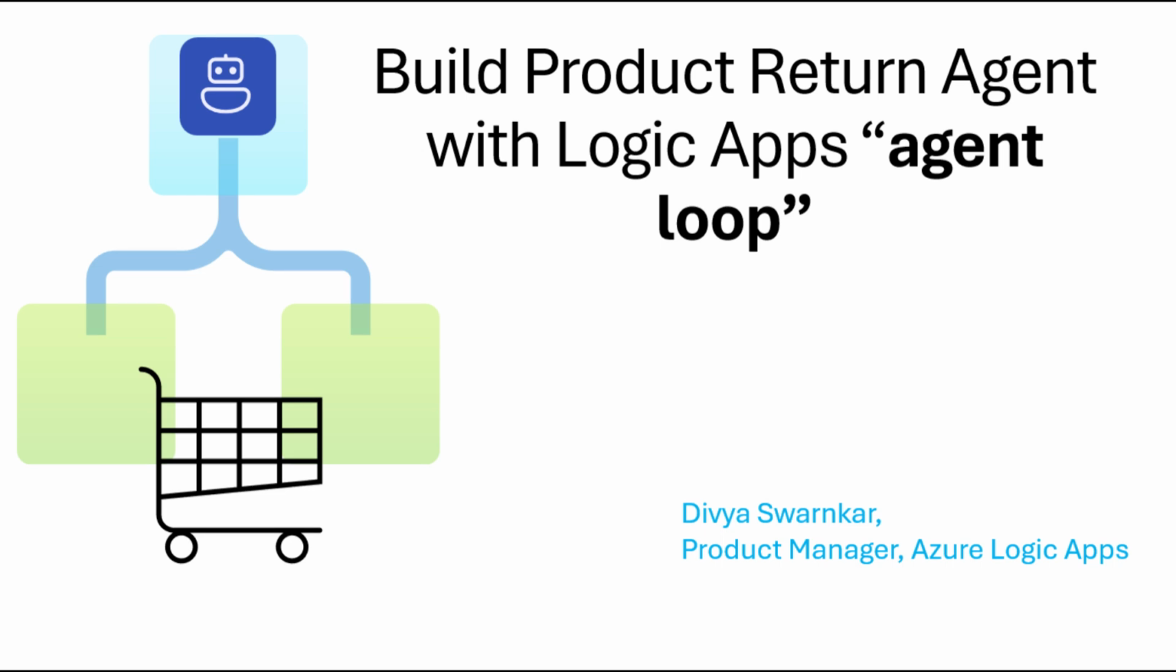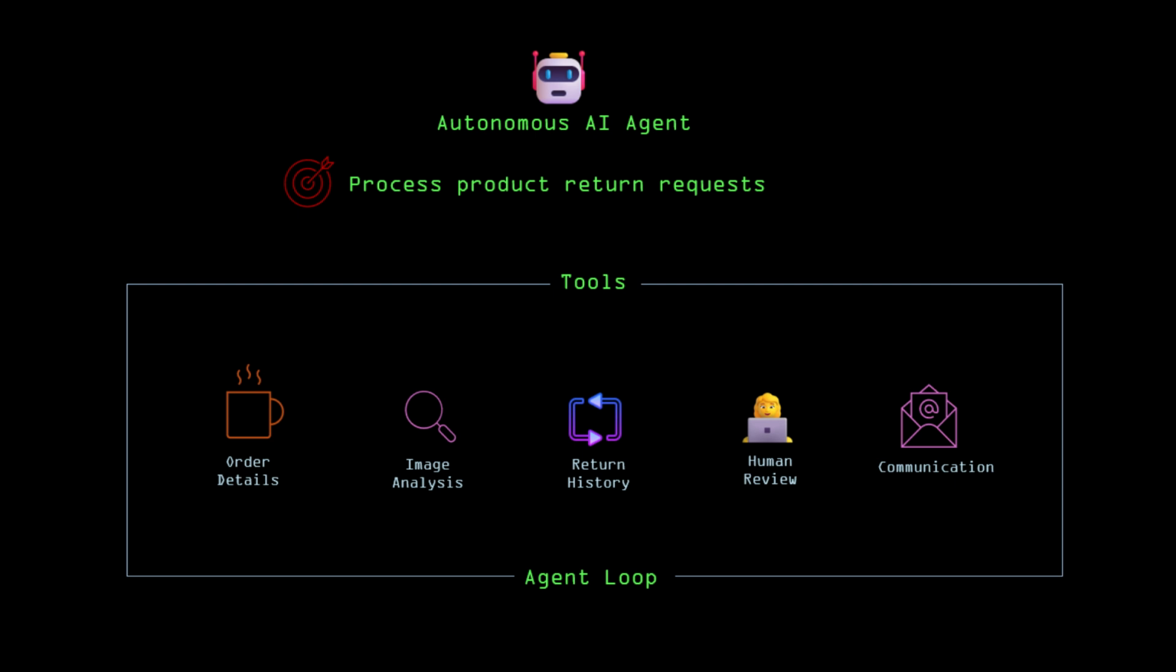Welcome to this demo video where we'll show how you build and test an AI agent using Agent Loop in Azure Logic Apps. We built an AI agent for a coffee company to handle product return requests from customers. The agent uses multiple tools to automate this process, including fetching order details, analyzing images with a vision model, checking customer return history, and updating customers.